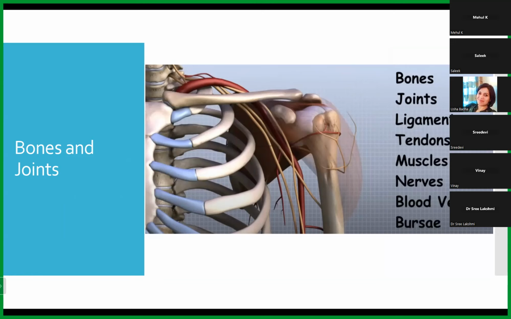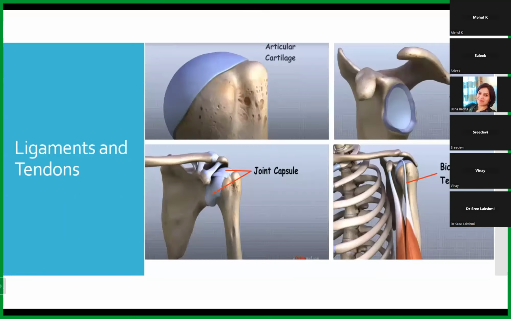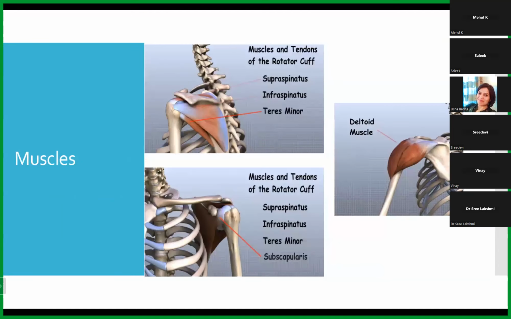Similarly, we have the ligaments that form the joint capsule, the ligaments between the bones like the acromion and the coracoid process, the trapezoid ligament, the conoid ligament, all those things. And we have tendons that connect the muscles to the bones like the biceps tendon. Only the biceps tendon is somewhat significant here in our shoulder examination.